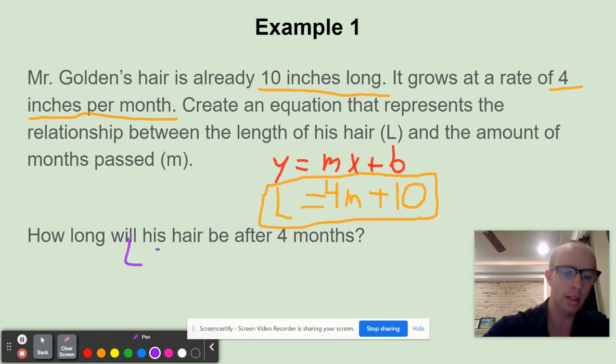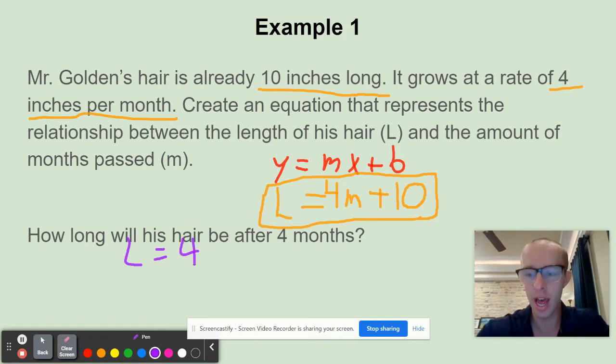I'm going to write L equals 4. But instead of writing an M for months, I'm going to fill in a 4, multiply by 4. The reason I replace the M with a 4 is that the M right here is no longer an unknown, right? In the equation, we don't know how many months have passed. So we just use a variable. A variable is just an unknown number. We don't know how many months have passed. But now it's telling me 4 months have passed. So the 4 is going to replace the M for months.